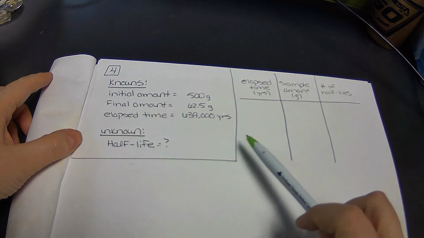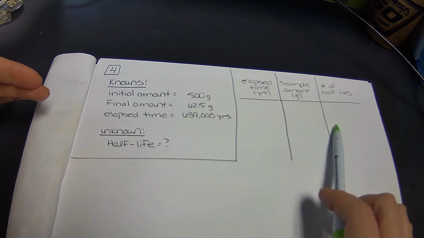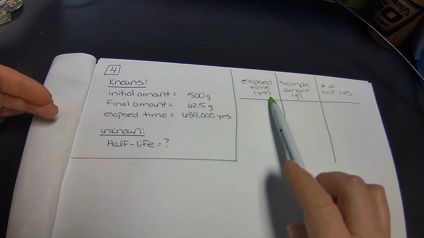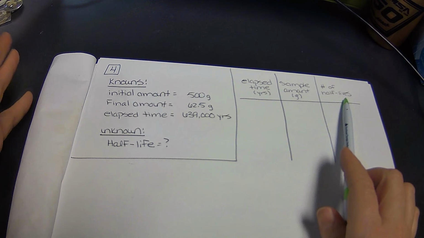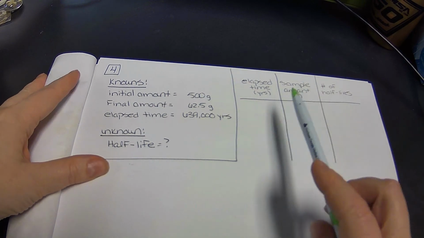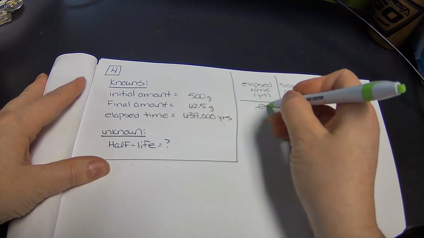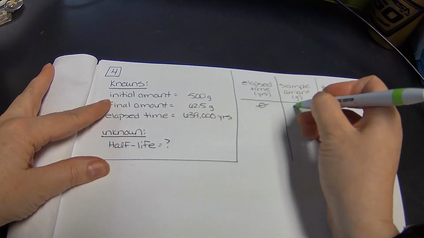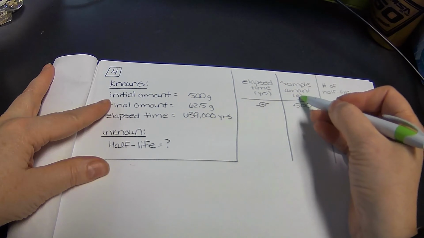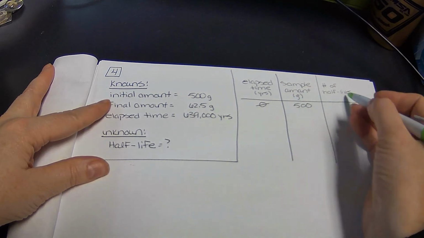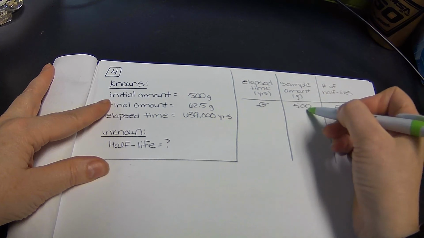Now, there are several ways to solve this. I'm going to solve this conceptually using a table to organize my information. You can put this in any order. This is not a set solution. So I'm looking at how much time has gone by. I have 0 time has elapsed, and I have 500 grams. Remember, I don't have to write a unit here because I put it up here in my header. And no half-lives have gone by when I have 500 grams.